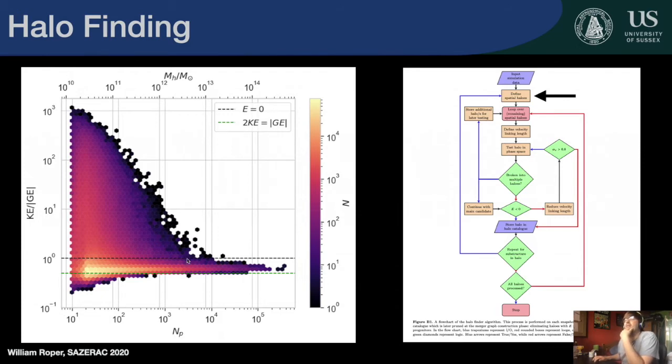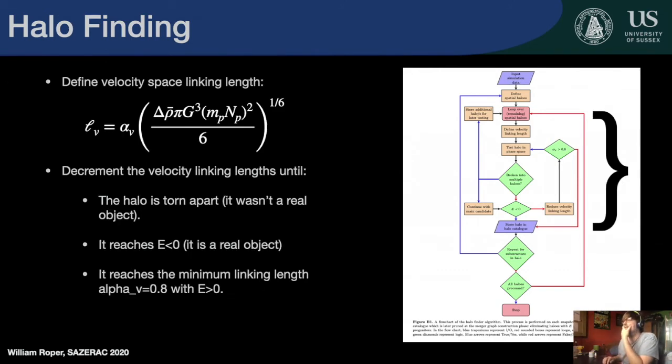And there is a huge contribution of halos, if you do only this very simple spatial test, that have unbound energies, even up to 1,000 times the kinetic energy of the gravitational potential energy. And I can tell you that in this region of this plot, there are roughly 3 million halos. So we've got 3 million possibly spurious halos. So we then input these halos into the phase space part of the algorithm, where we define from the virial theorem a velocity space linking length. And we then iterate, decrementing this velocity space linking length until either the halo is torn apart and then it wasn't a real object, it was just fluff.